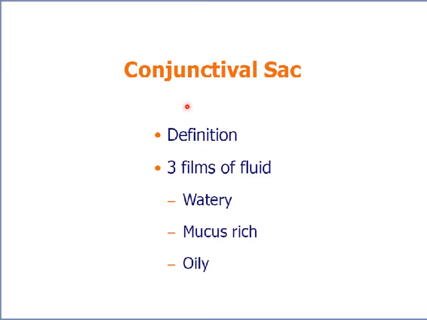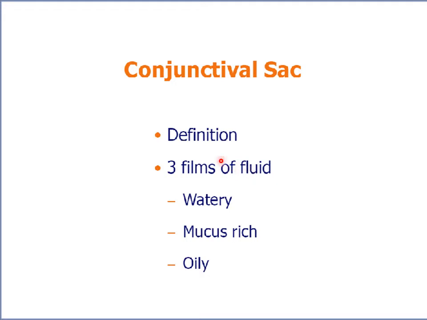Now let us discuss the next component of the lacrimal apparatus, that is the conjunctival sac. The conjunctival sac is defined as a potential space between the bulbar and the palpebral parts of the conjunctiva. I repeat, the conjunctival sac is defined as a potential space between bulbar and palpebral conjunctiva.